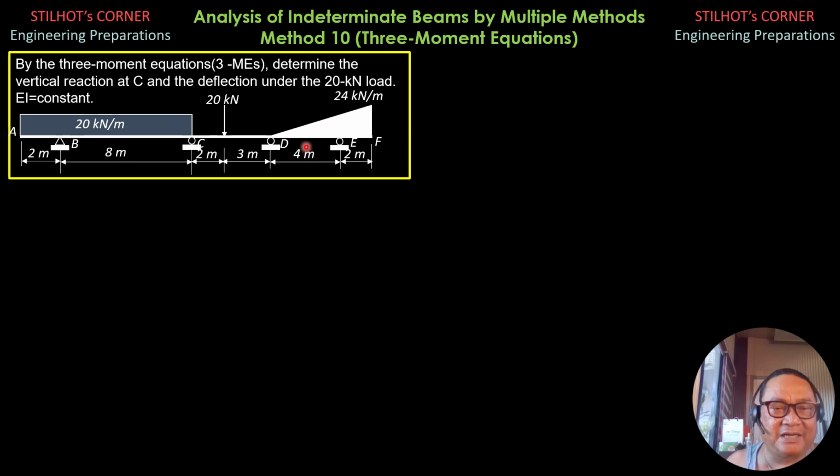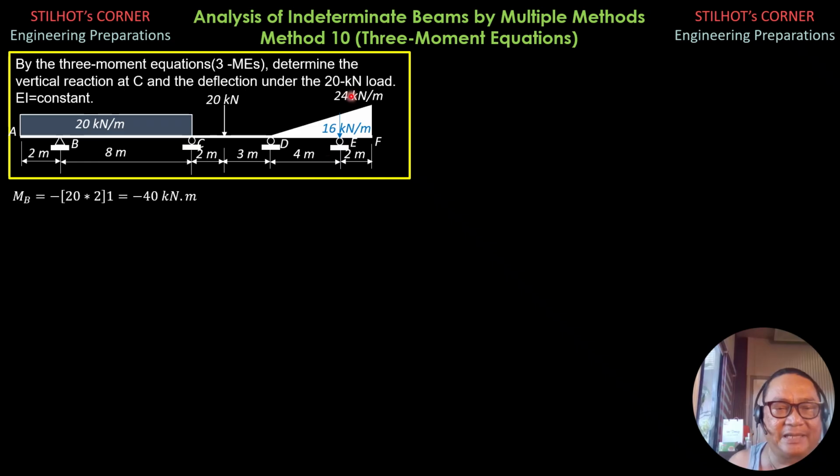These are overhanging supports. This is a statically indeterminate beam to the second degree. There are two additional degrees of freedom, so we only need two equations in two unknowns. The moment at B is negative 20 times 2 times 1, that's negative 40 kilonewton meter. By similar triangles, the intensity of the loading at E is 16 kilonewton per meter.